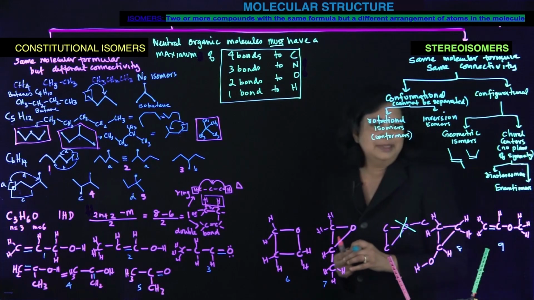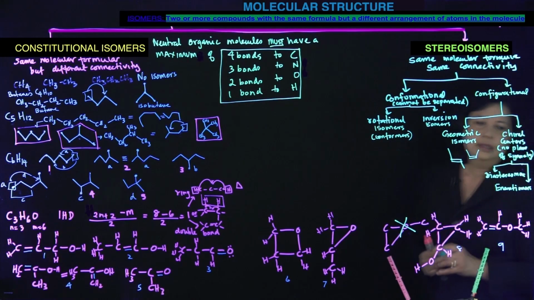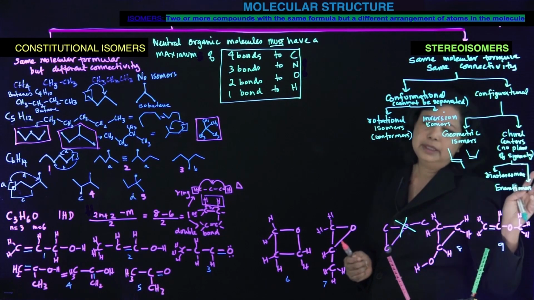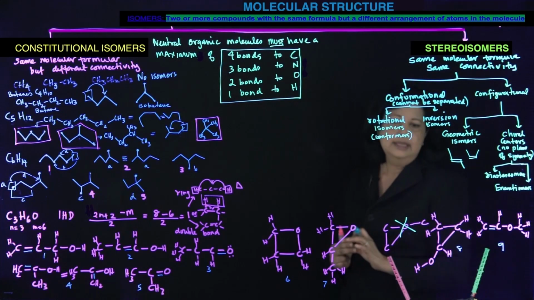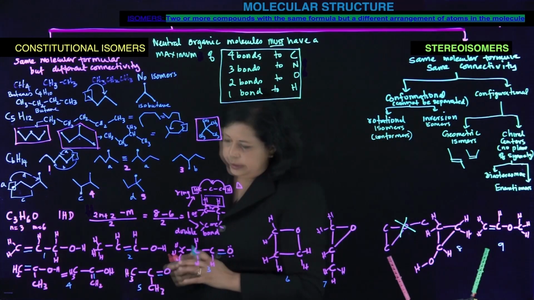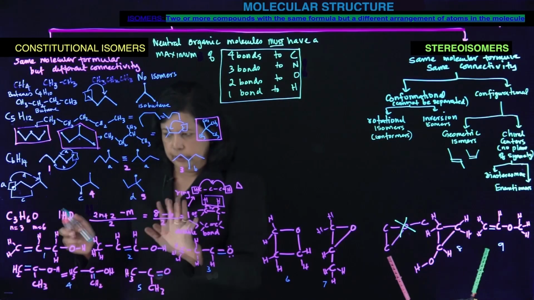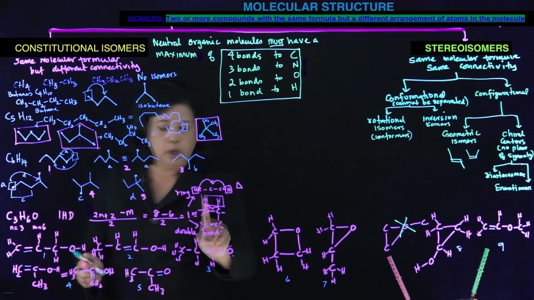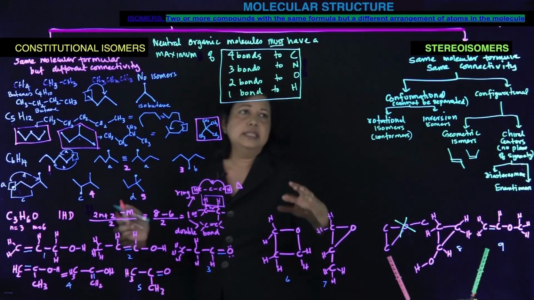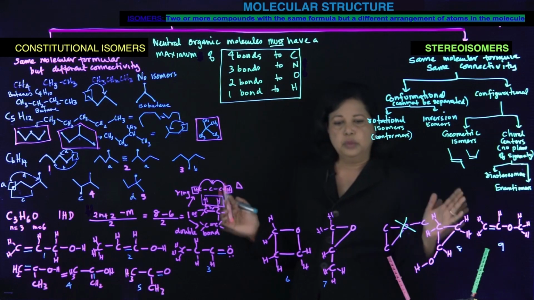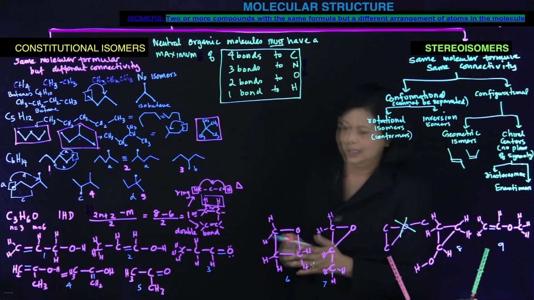Any other possibilities for this molecule? How about moving this oxygen over here? It will be the exact same thing, right? So you know that you need to have all of these structures when you have just one unsaturation. If your unsaturation increases, then you're going to have more and more possibilities.